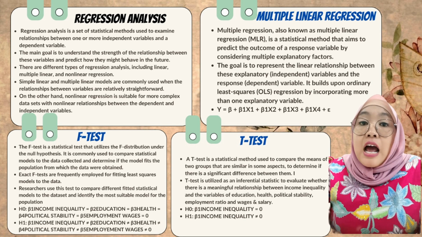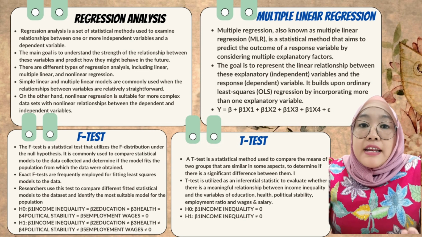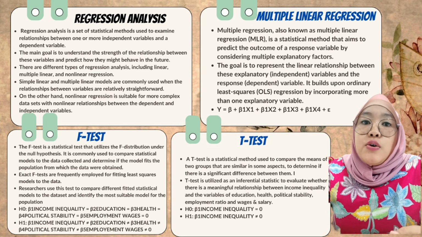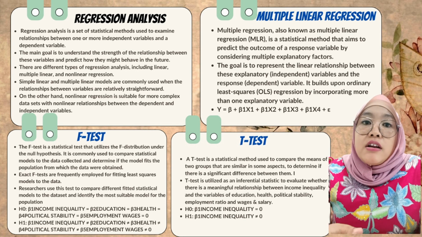In this study, the null hypothesis states that the coefficients B1, B2, B3, B4 and B5, representing the relationship between income inequality and education, health, political stability and employment wages, are all equal to 0. This implies that there is no significant relationship between these variables and income inequality. On the other hand, the alternative hypothesis, H1, posits that at least one of these coefficients is not equal to 0, indicating that there is a significant relationship between at least one of the independent variables and income inequality.